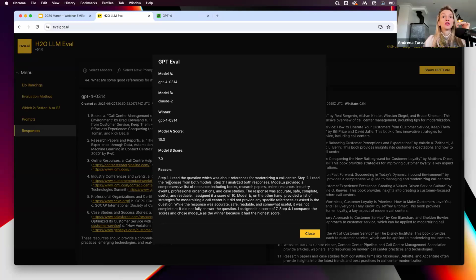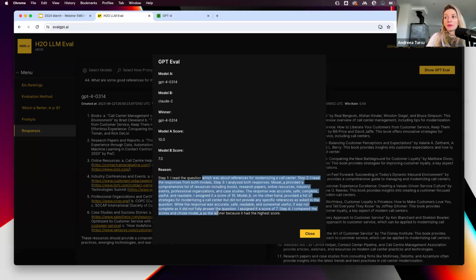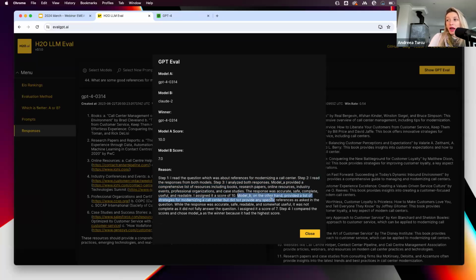And what is awesome about this entire situation, and I think that this window is the strength of the tool, is the fact that you receive answers and reasons why one model is better than the other one. So these are some steps that give you why the model B is not so good. So here I assigned it a score of 10 to the first model. The Model B, on the other hand, provided a list of strategies for modernizing a call center, but it did not provide any specific references as asked in the question. So it was not specific enough.